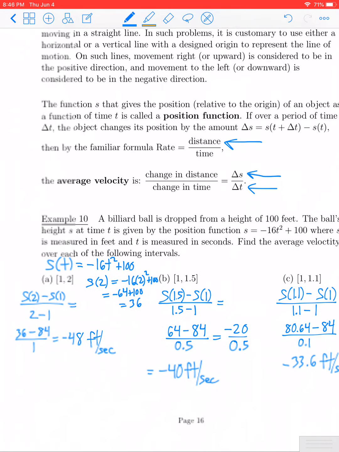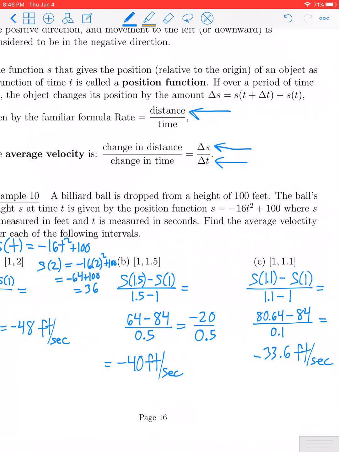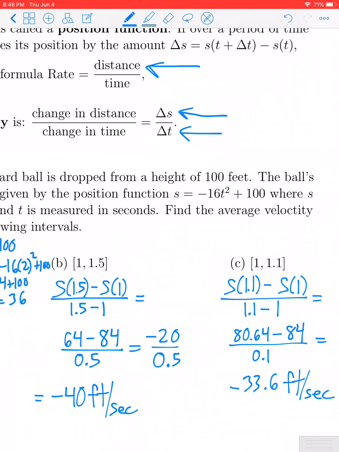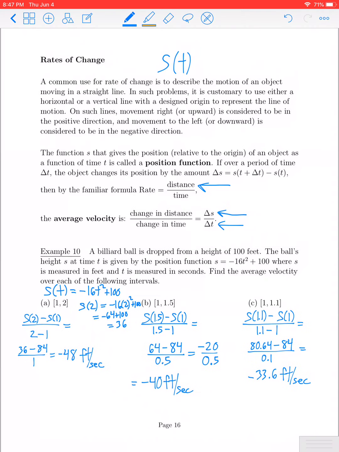Okay. In example 10, let's suppose that we have a billiard ball dropped from a height of 100 feet, and the equation that models the position of the ball in terms of its height is given by s equals negative 16t squared plus 100, where s is measured in feet and t is measured in seconds. Let's find the average velocity over each of the following subintervals.